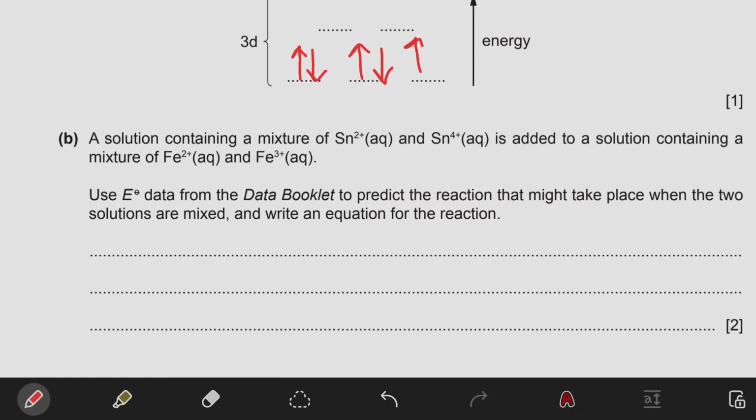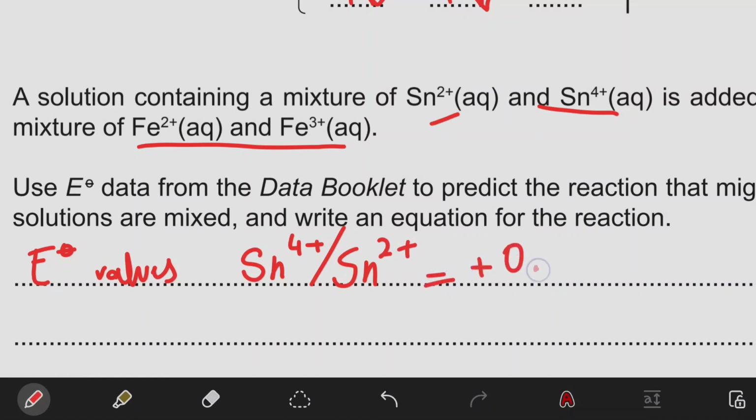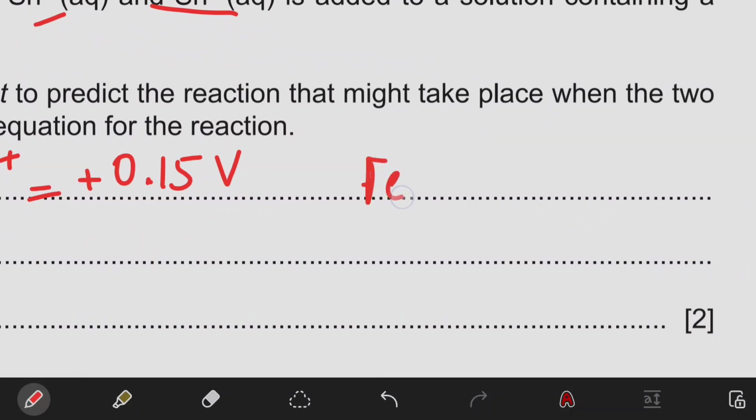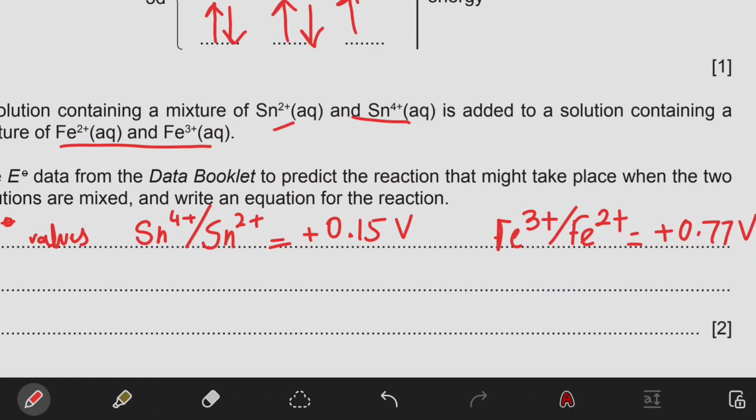A solution containing a mixture of tin ions and iron ions. So for electrode potential values of tin ions, and for iron, since the electrode potential of iron is greater, so E cell would become 0.77 minus 0.15, and it would be positive 0.62.